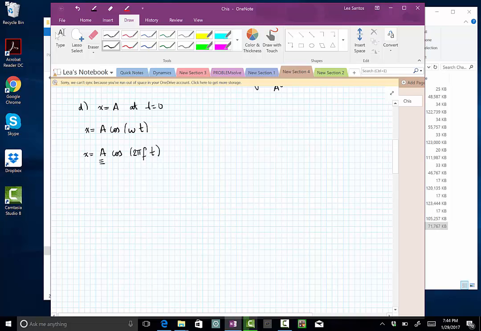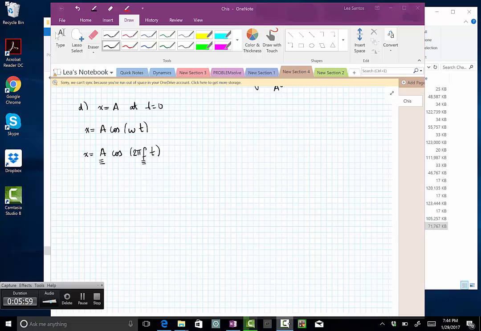We have the amplitude, we have the frequency, and so we are done with this equation, and this is the end of this problem.